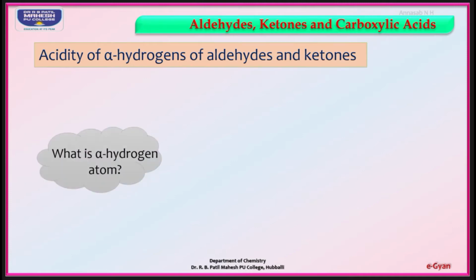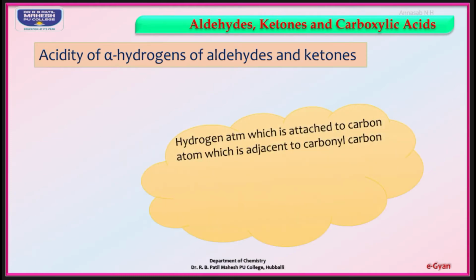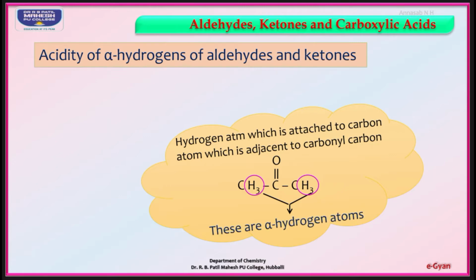What is this alpha hydrogen atom? Dear students, it is a hydrogen atom which is attached to the carbon atom adjacent to the carbonyl carbon in aldehydes and ketones. We have an example here, CH3 C double bond O CH3. The carbon atoms which are linked to the carbonyl carbon are alpha carbon atoms, and the hydrogen atoms present on those alpha carbon atoms are all known as alpha hydrogen atoms. That means there are a total of 6 alpha hydrogen atoms.